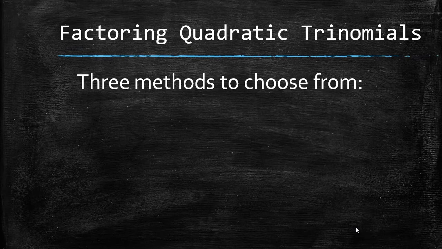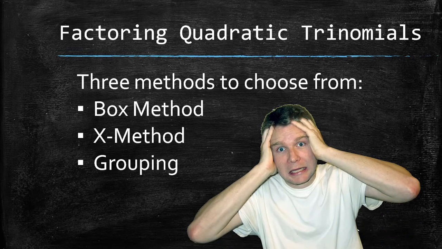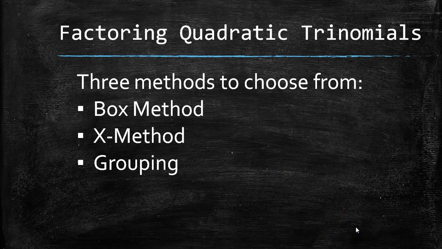I'm going to show you 3 different methods to factor a quadratic trinomial: the box method, the X method, and factor by grouping. Don't panic! You won't have to memorize each method. After working through each of the methods, choose one that you like the most and use that method to factor quadratic trinomials. So let's get started.